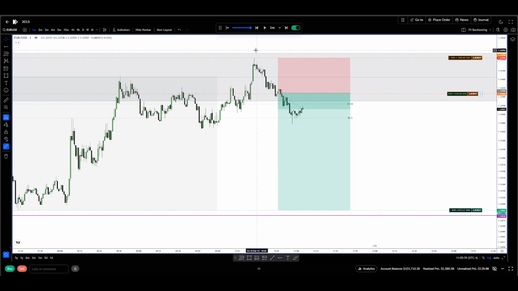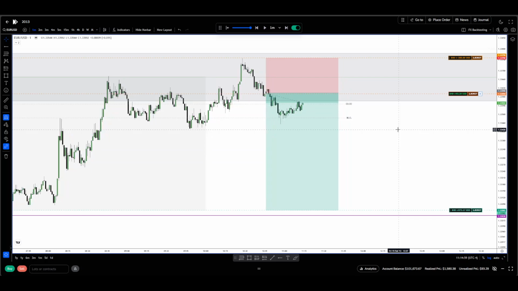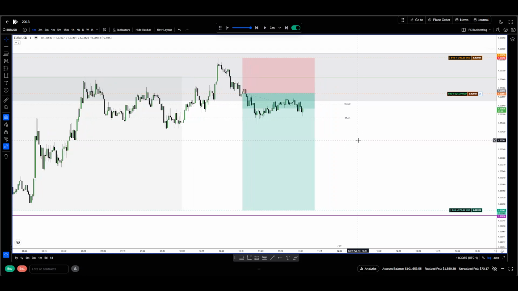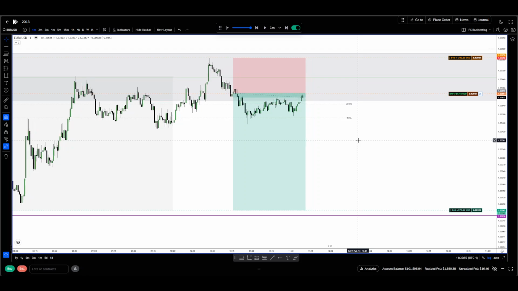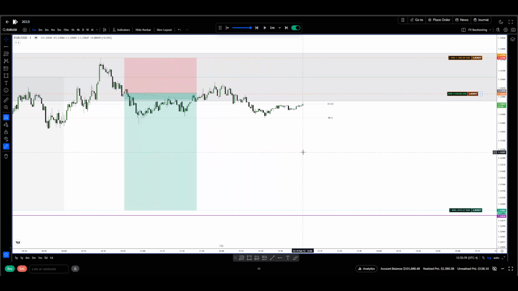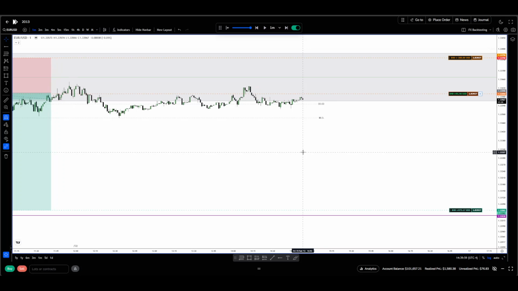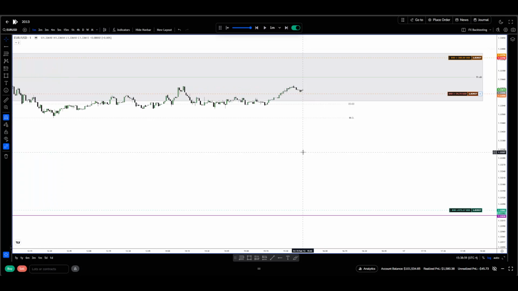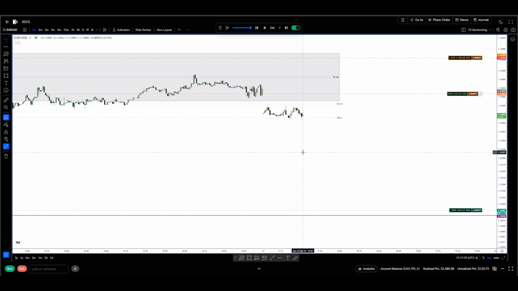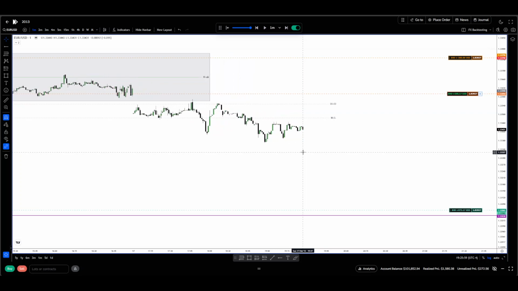Also, there's this small portion left of this 1 hour order block. So there's barely any momentum anymore. So let's see what happens. No, it's pretty dead. Not go anywhere. Sunday is moving.